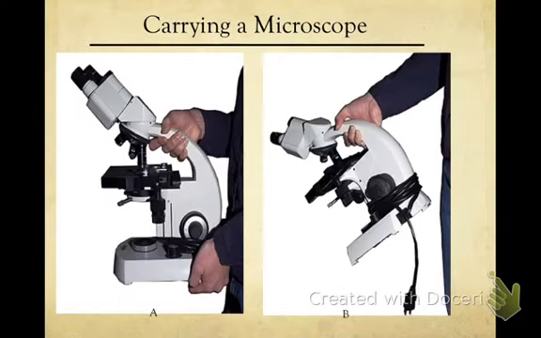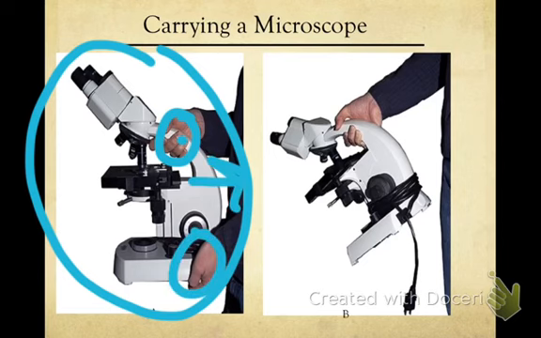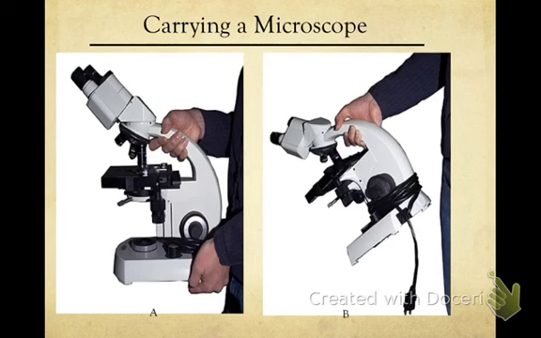Okay, so you can see in this picture, letter A on the left-hand side, this is how we correctly carry one hand on the arm, one hand on the base, and you carry it close to your body. This is the wrong way to carry a microscope. Okay? One hand on the arm, one hand on the base, and close to your body.